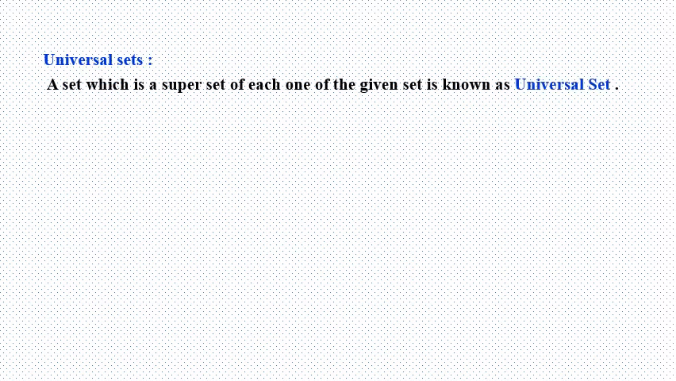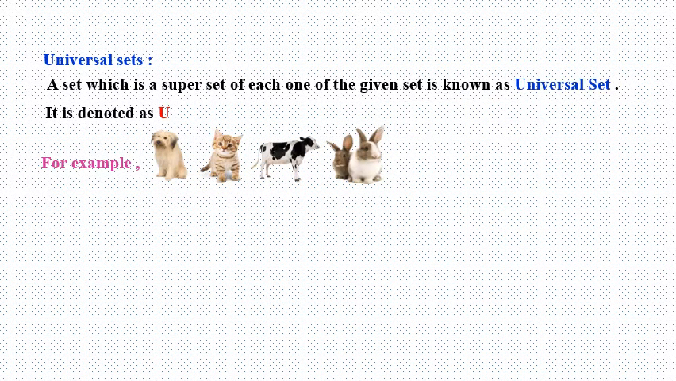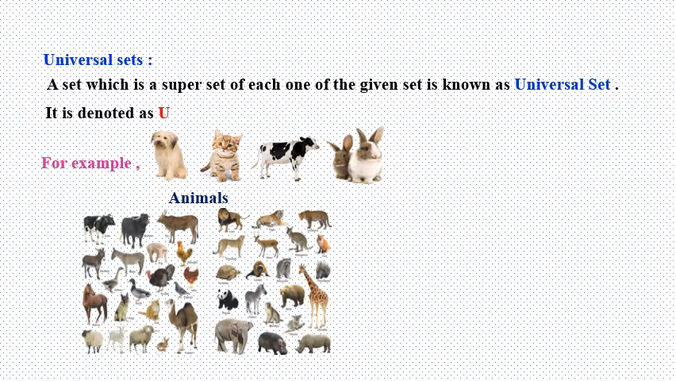Next problem, we go for universal sets. A set which is a superset of each one of the given sets is known as the universal set. It is denoted as U. So for example, let us consider the set of domestic animals. I have considered one set of domestic animals here, and all animals here.